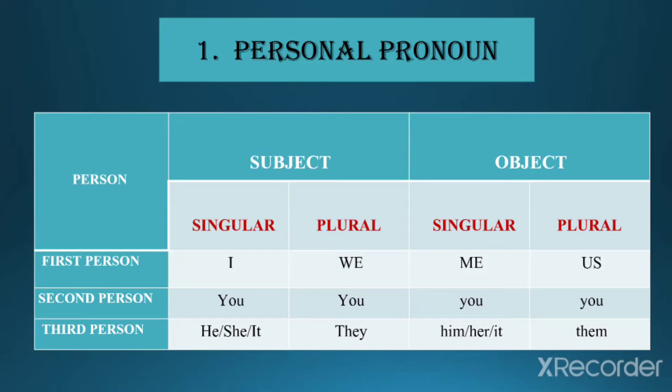Third person refers to the person or thing we are talking about, like he, she, it. In the plural, they, and in the object side, it becomes him, her, it, and in plural, them. Okay, so personal pronouns are of three kinds: first person, second person, and third person. First person refers to the person who is speaking, second person refers to the person to whom you are speaking, and third person refers to the people or thing about whom you are talking.